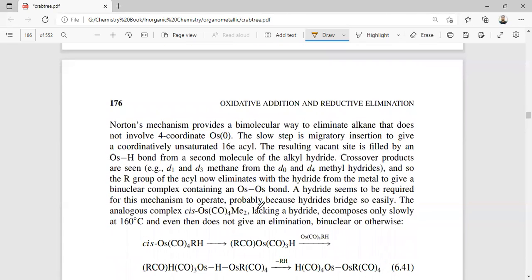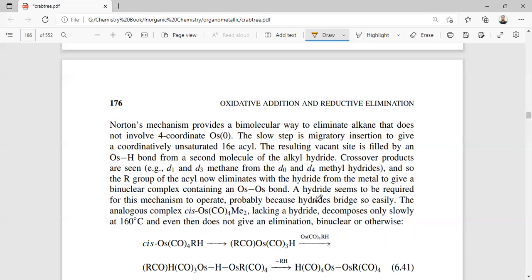So Norton's mechanism provides a bimolecular way to eliminate alkane that does not involve the 4-coordinate osmium. So the first step is a migration insertion to give the coordinatively unsaturated 16-electron acyl complex. The resulting vacant site is filled by an osmium hydrogen bond from the second molecule of the alkyl hydride. The crossover products are seen, and so the R group of the acyl is now eliminated with the hydride to form the metal-metal bonded binuclear complex, osmium-osmium bond. The hydride seems to be required for this mechanism to operate.